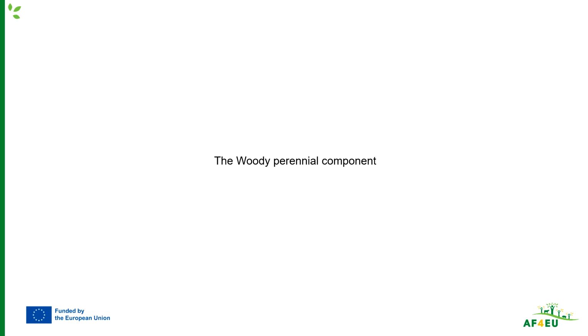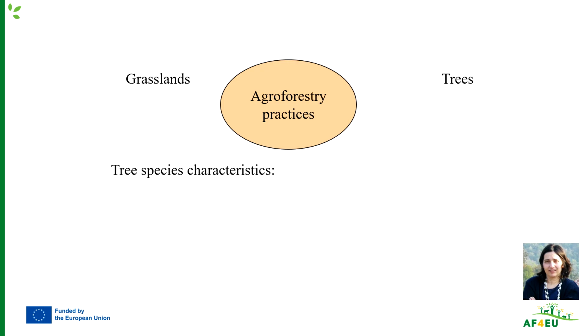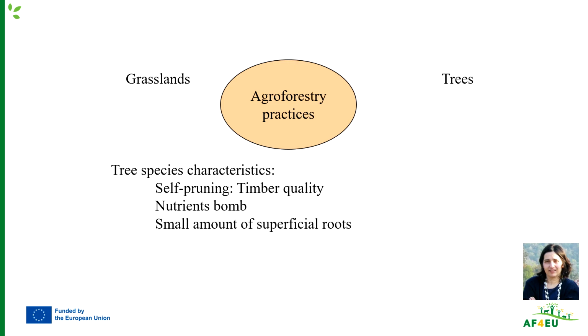With regard to the woody perennial component, let's see what would be the ideal characteristics of a tree species. Self-pruning is very important because then we save money on pruning and it increases timber quality. It should be a bomb of nutrients, meaning that it should uptake the nutrients that are released when we apply a fertilizer, and the roots of the tree should take them and move them into the system. Afterwards, with the fall of the leaves, the nutrients will be incorporated into the crop.